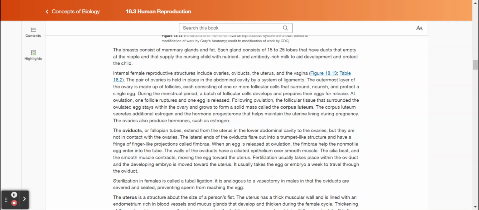Following ovulation, the follicular tissue that surrounds the ovulated egg stays within the ovary and grows to form a solid mass called the corpus luteum. The corpus luteum secretes additional estrogen and the hormone progesterone that helps maintain the uterine lining during pregnancy. The ovaries also produce hormones such as estrogen.